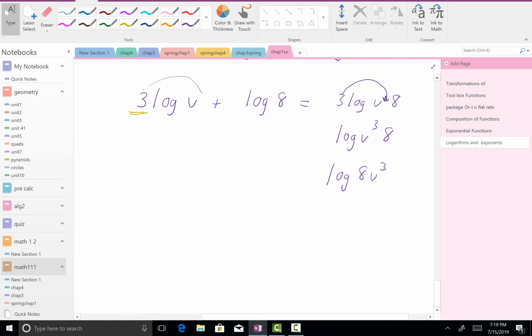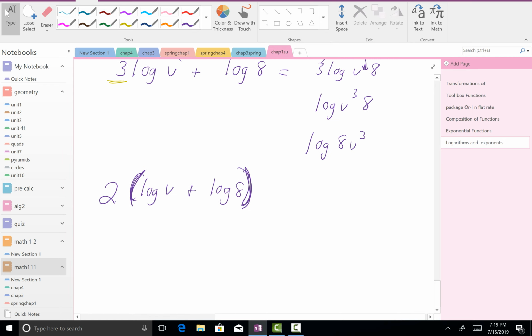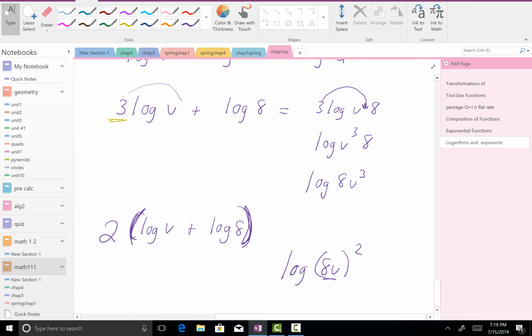Now, if it's written this way, with parentheses, then that's different. You're still going to multiply the 8 and the v, it's just that now both things are squared. Because that 2 is outside a set of parentheses, both of these things are getting squared, whereas here, only the v was getting powered. So there's a difference there.